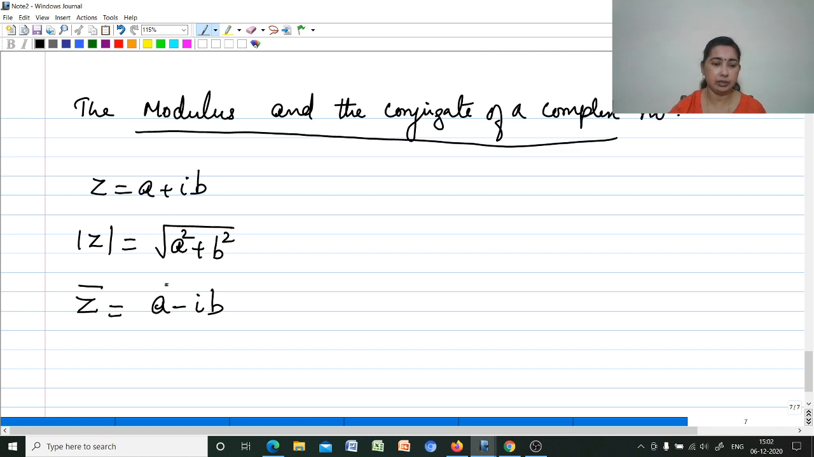Then next we have to study what is the multiplicative inverse, and we denote it by z inverse, multiplicative inverse. And multiplicative inverse we have already studied earlier. Then also once again I will tell, z inverse means that is 1 by z, and here we have taken z as a plus ib.